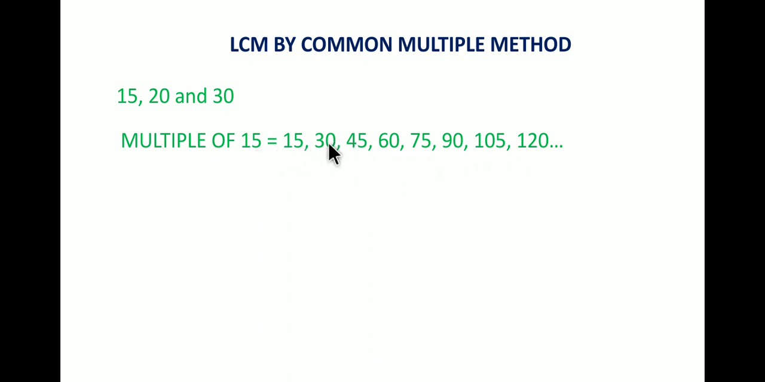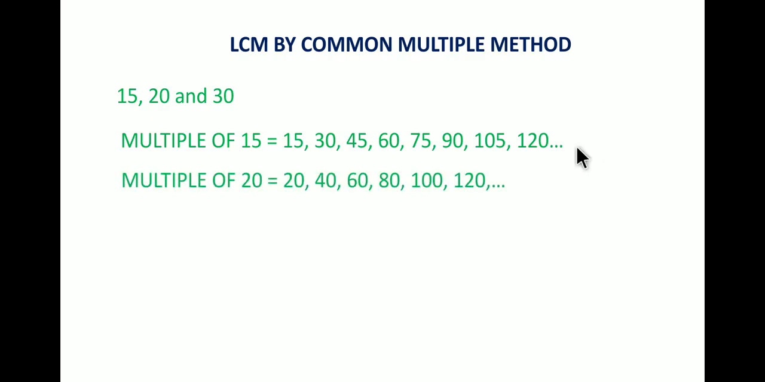Alright, so 15, 30, 45, 60, 75, 90, 105, 120 and it goes on. It will go on up and it reaches up to infinity. Alright, so 15 has this many number of multiples. Similarly, we can say the multiples of 20 are 20, 40, 60, 80, 100, 120 and it moves on. And similarly, the multiples of 30 are 30, 60, 90, 120, 150 and so on.